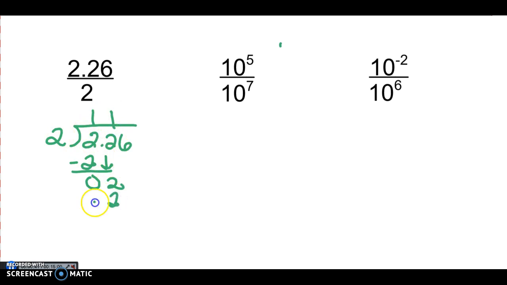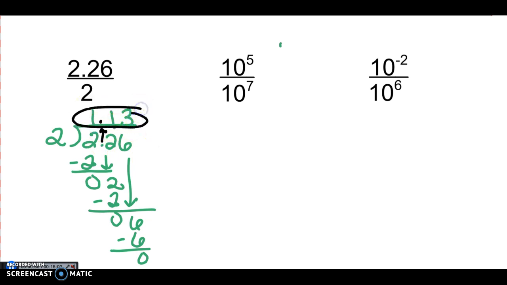1 times 2 is 2. Subtract, you get 0. Drop down the 6. 2 goes into 6 three times. 3 times 2 is 6. Subtract, you get 0. Don't forget your decimal point. Your decimal point moves straight up into your answer. So your answer is 1.13.